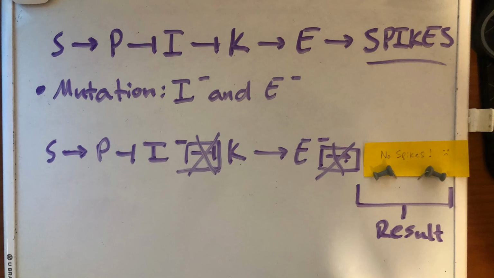Fourth, here we have an I- and E- mutation, so the I and E enzymes are no longer functional, and so in this scenario we have S promotes P, which inhibits the already non-functional I, and so K is allowed to promote E. The E-, however, does not promote spikes because it is not functional, and so in this scenario no spikes will be formed in the skin cells.